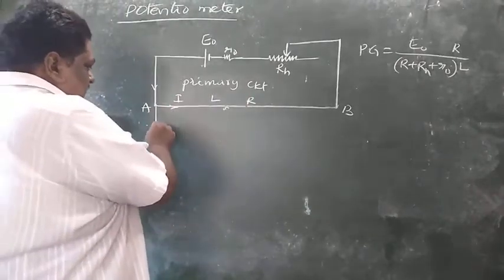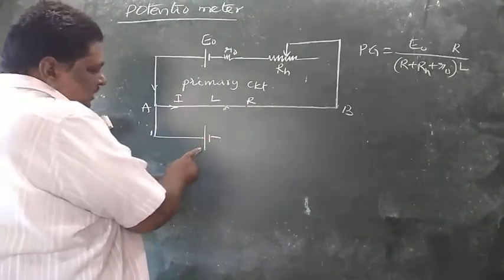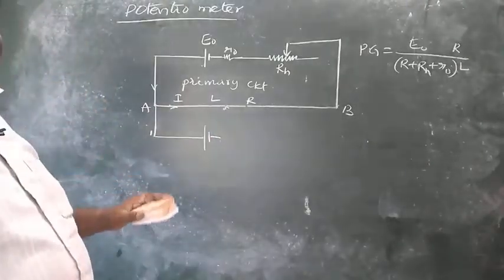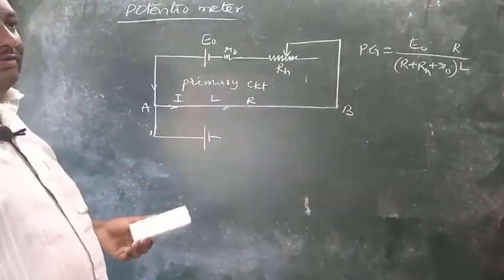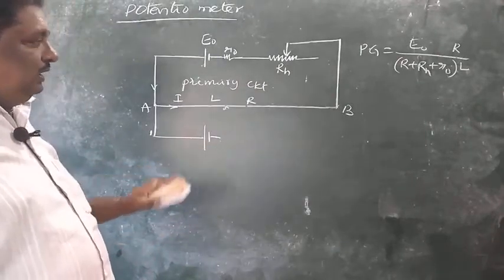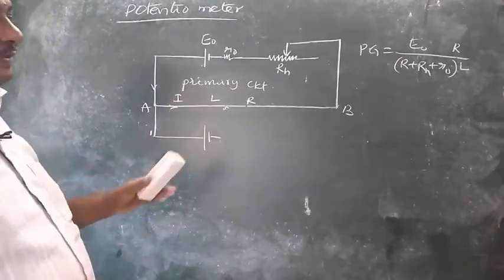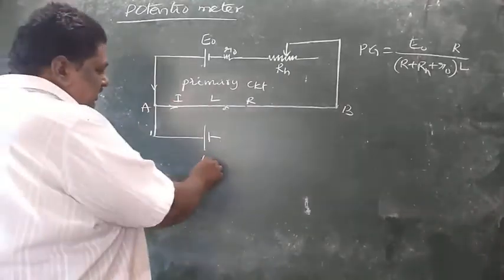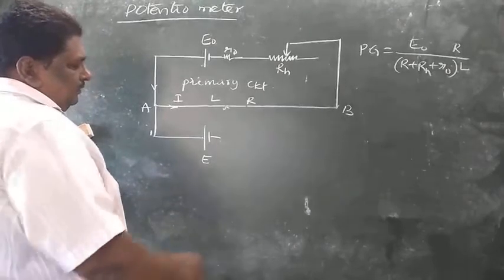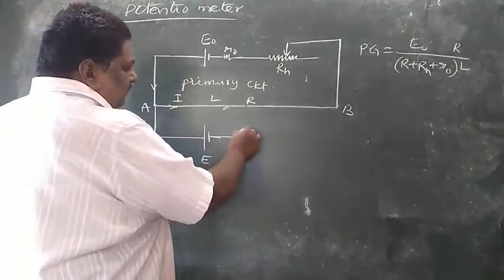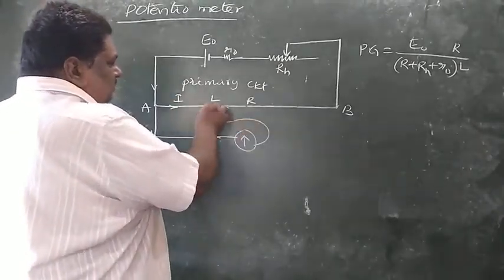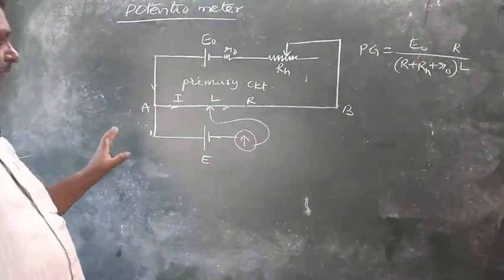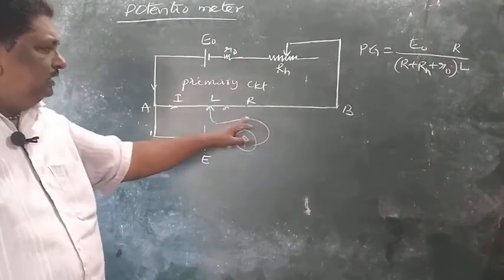Now here the secondary circuit is connected such that in this secondary circuit we connect one cell. This cell's EMF we have to find. This cell is compared with other cells' EMFs, and so on. For that purpose there is this secondary circuit. Call it E. Here one sensitive galvanometer is connected. Now this galvanometer is connected here.